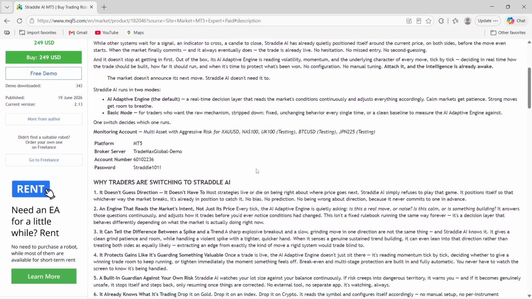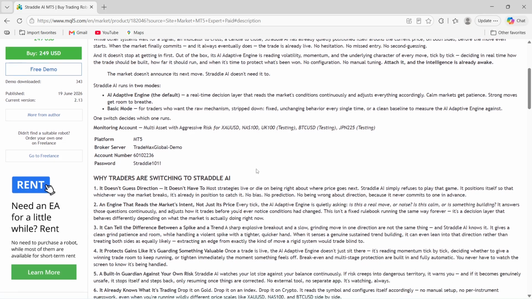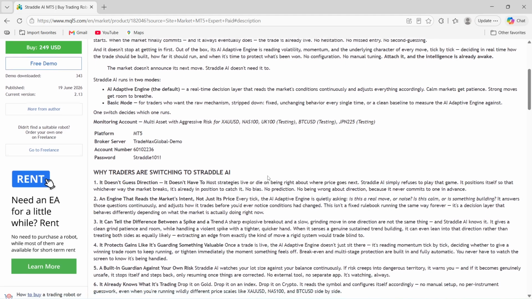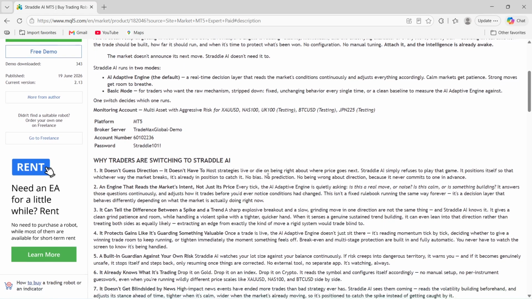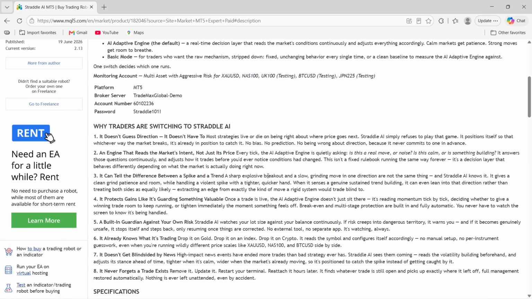Overall, the Straddle AI EA carries extreme risks. My test showed the downside clearly. These types of EAs are fun to test but dangerous with real money. Approach with extreme caution. Avoid them entirely.